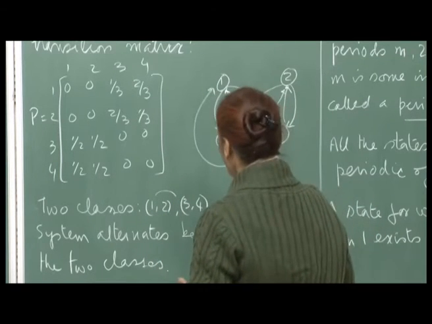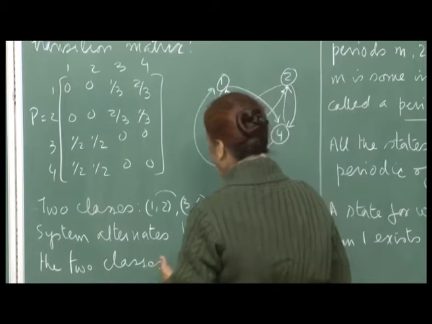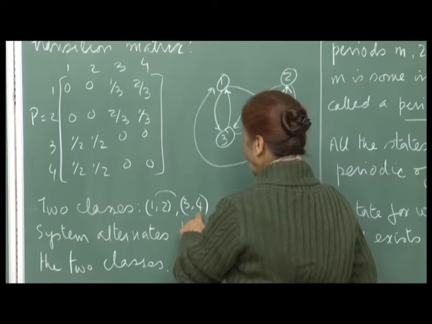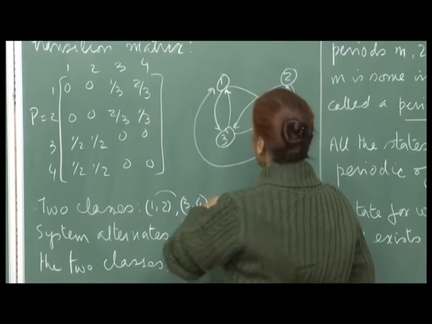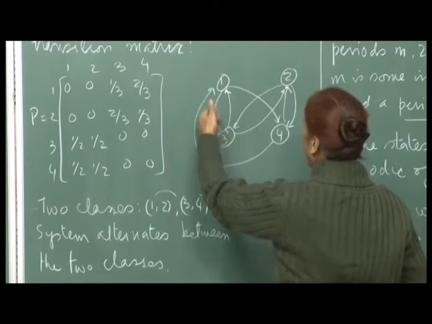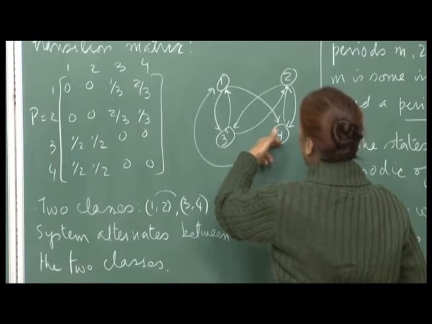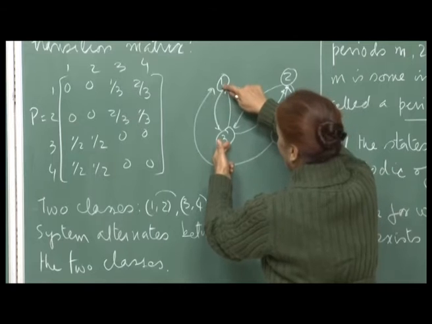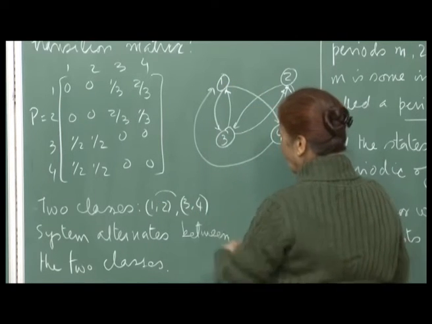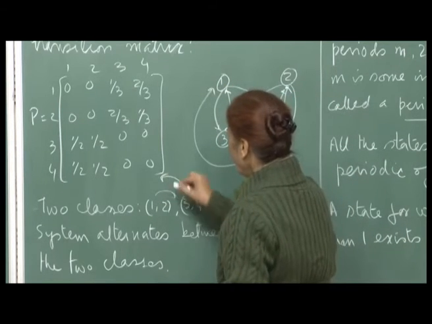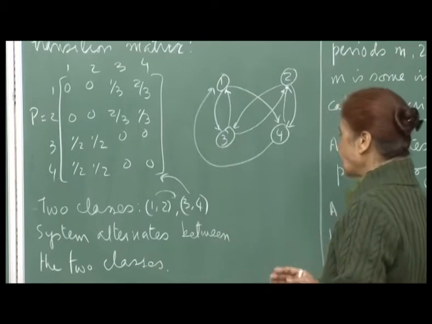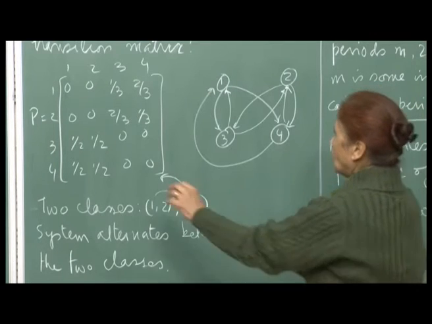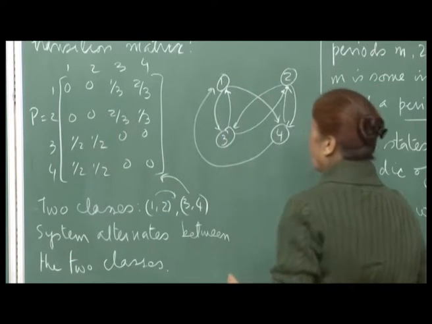So, your system will alternate, that means at any time either the system will be occupying states 1 and 2, or it will be occupying 3 or 4. Because if you start in 1, then you will either be in 3 or 4, and then if you are in 3, then you will either be in 2 or back to 1. So, your system alternates between these 2 classes, is that okay? And you can see that by these probabilities also.